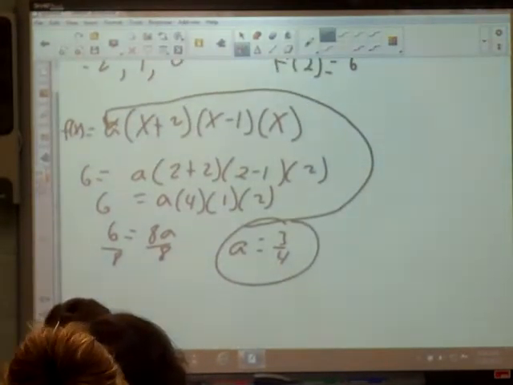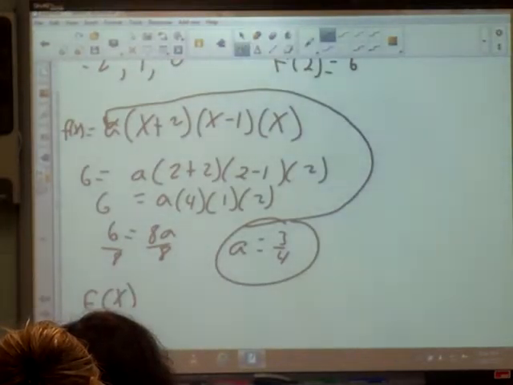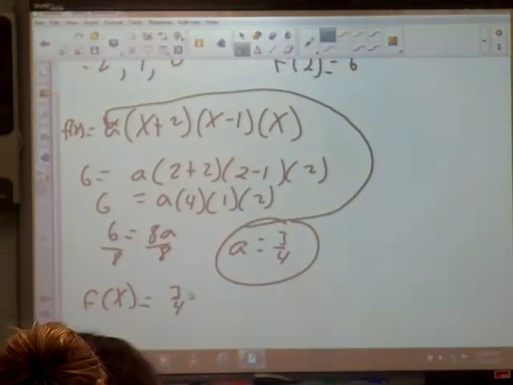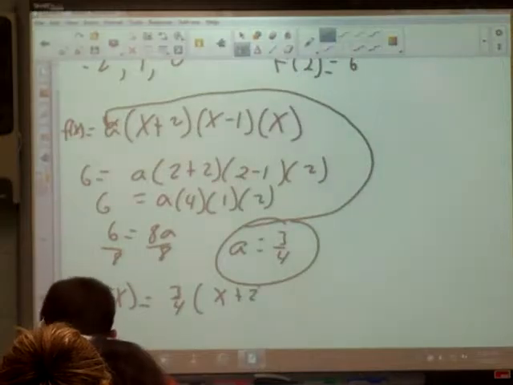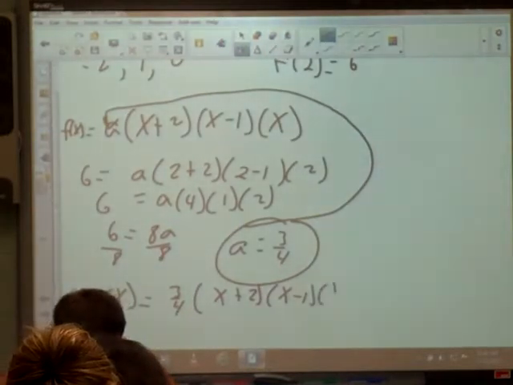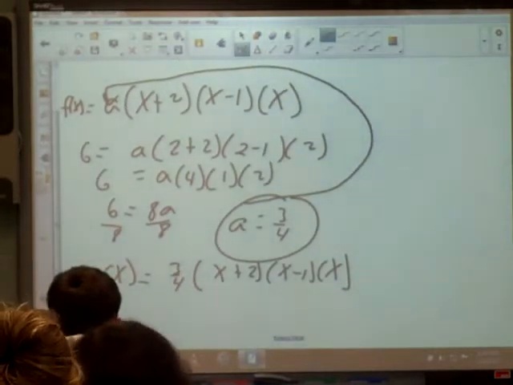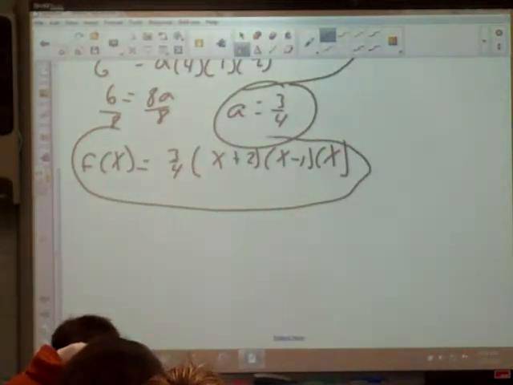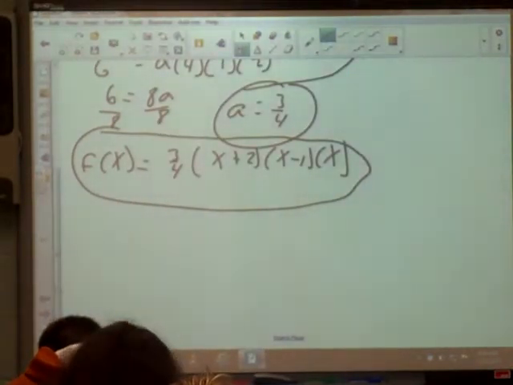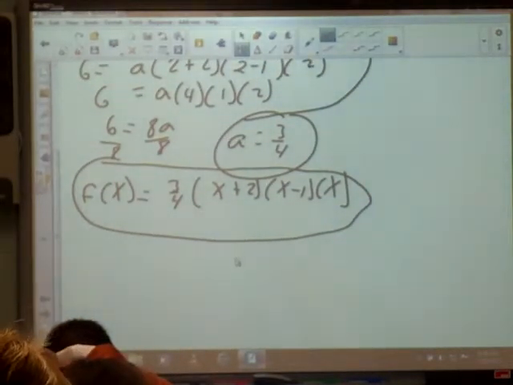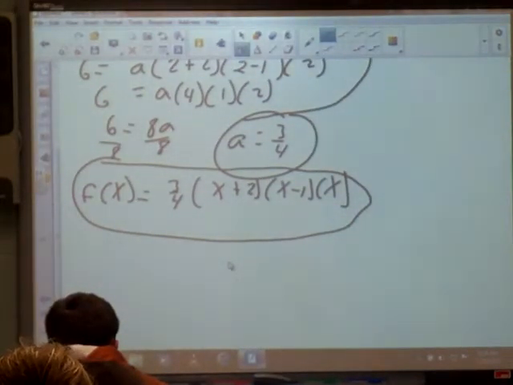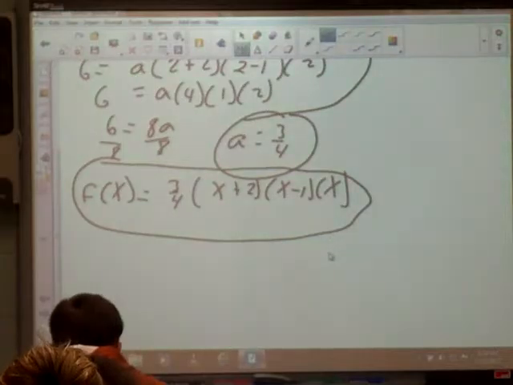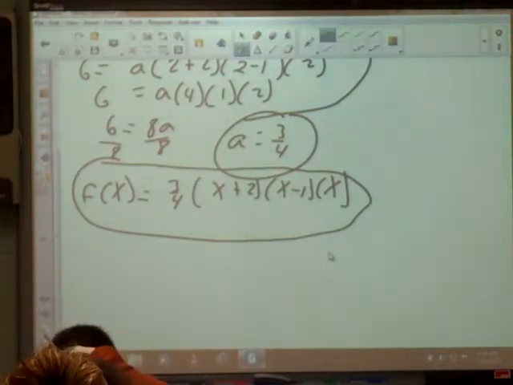So we're going to have f of x equals 3/4 times x plus 2 times x minus 1 times x. The directions said write the function. That's it. Now what if I wrote it that way, but Reed put them in a different order? Does it matter? No, because that's all multiplication. The multiplication can go in any order. 2 times 4, 4 times 2 is the same thing.